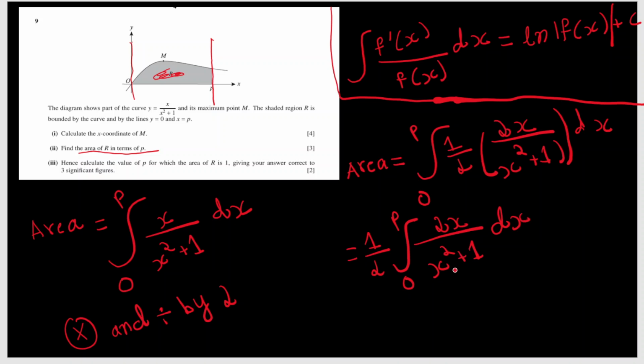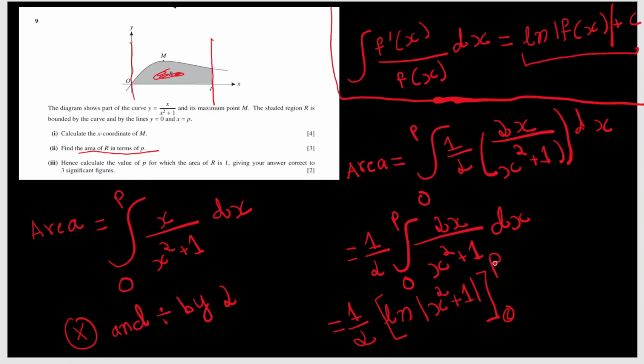Now the first derivative of the denominator is in the numerator, so we can simply do ln of the denominator f(x) plus c. But we won't be needing c over here because we have the limits, the boundaries. This is equal to 1 over 2 ln. Please do tell me in the comment section if you understood this part or not, so I can make another video if you aren't able to understand this. So 1 over 2 ln x square plus 1, from 0 to p.